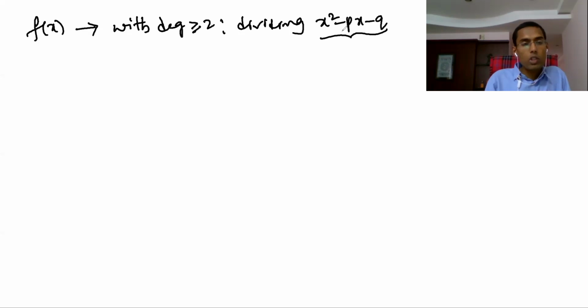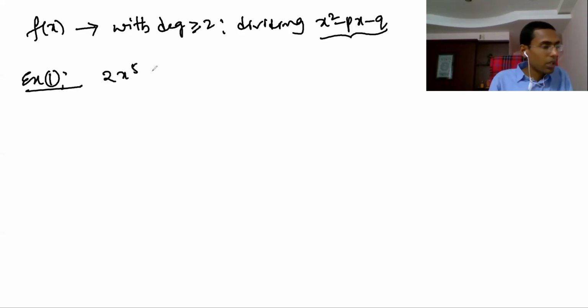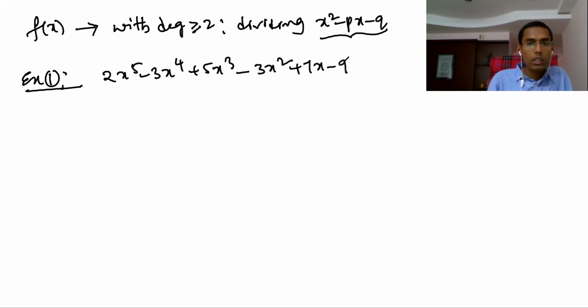That's also synthetic division. We are going to learn that also. Let's take an example here. The example is 2x^5 - 3x^4 + 5x^3 - 3x^2 + 7x - 9 divided by x^2 - x - 3.